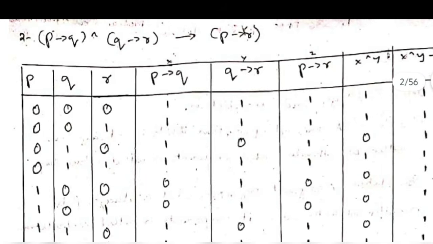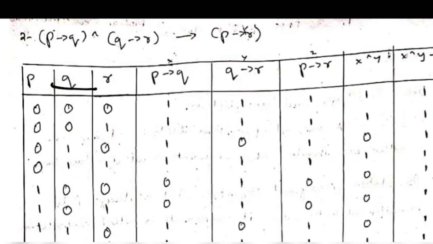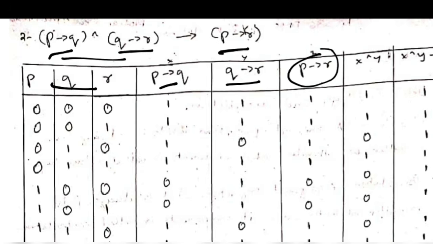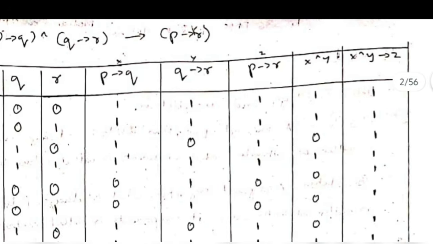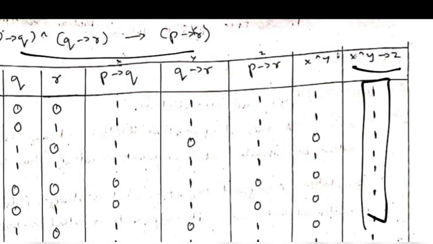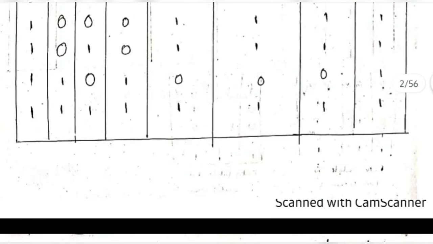In the next question also you have to do similarly. Take the single terms p, q and r and fill them in, then p or q, then write q conditional r, then find the and. After writing that, p conditional r. After doing all of this, you have to finally find the conditional of this whole term. Then this also you will get as a tautology. So similarly the other question is also done in the same way.